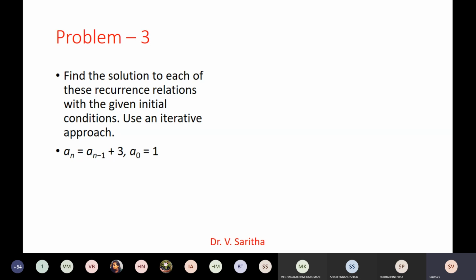So can you generalize this one? When you get a_{n-n}, here you see for a_{n-1} it is 3 into 1. When you are having a_{n-2}, it will be 3 into 2. So when you say a_n equal to a_0, when you get a_{n-n}, it will become 3 into n. So a_n is nothing but a_0 + 3n. Okay. So what is a_0? 1. So what will a_n become? 1 + 3n. Okay.